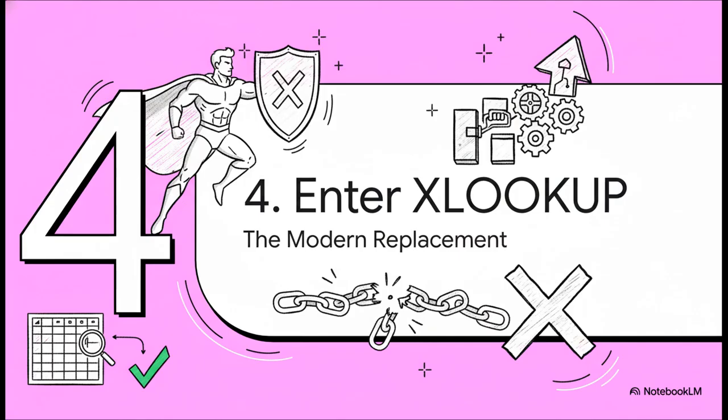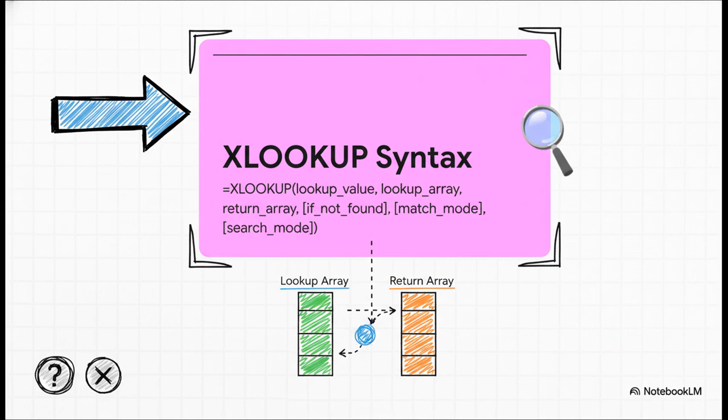This thing isn't just a simple update, it's a full-on replacement. And you can see the power right in the syntax. Instead of that rigid table array and that super fragile column index number, you now have a lookup array and a return array. You're just telling Excel, hey, look for this value in this specific column and give me the matching value from that specific column. It's just so much more direct and logical. And look at that. It's got built-in options for handling errors and even changing the search direction.